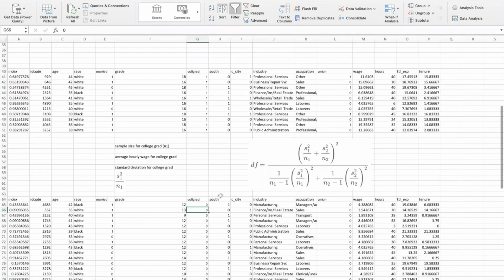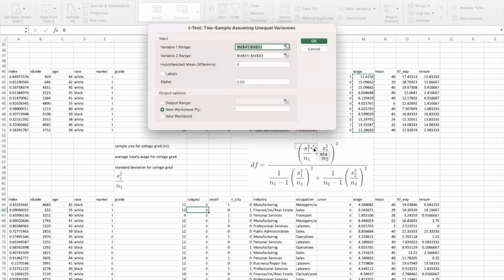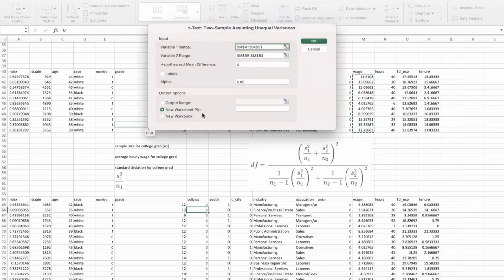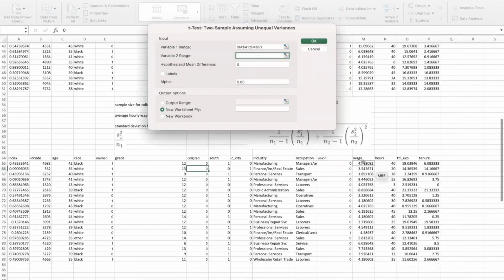So in Excel, there is a very fancy tool for us to do that, okay? In the Data tab, you will see there is one button called Data Analysis. So what you need to do is choose t-Test: Two-Sample Assuming Unequal Variances, okay? Hit OK. Now you need to select the variables, okay? The first variable will be the subsample of people who graduated from college. And the second variable will be the people who did not graduate from college.